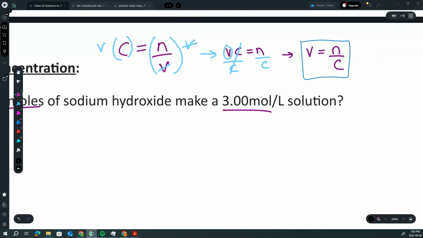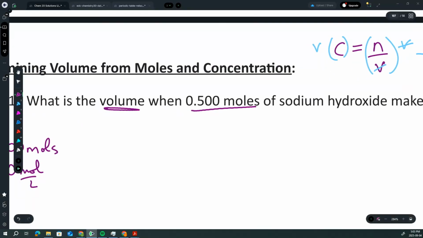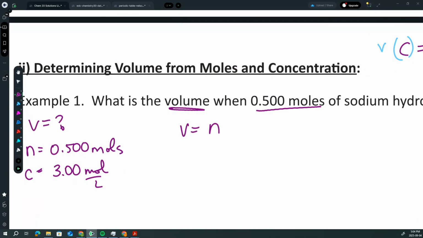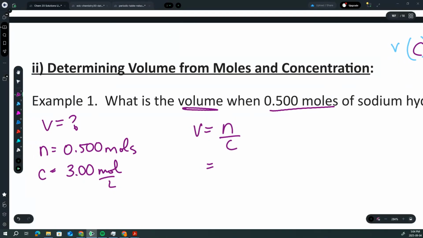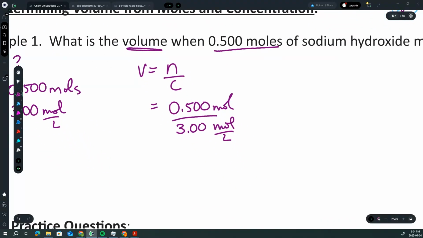So I'm going to write my formula that I figured out right here. Volume is equal to moles divided by concentration. And then we're plugging in our numbers: 0.5 moles divided by 3 moles per liter. Once I divide those two numbers, I'm going to get 0.1666, and the number keeps on going forever.